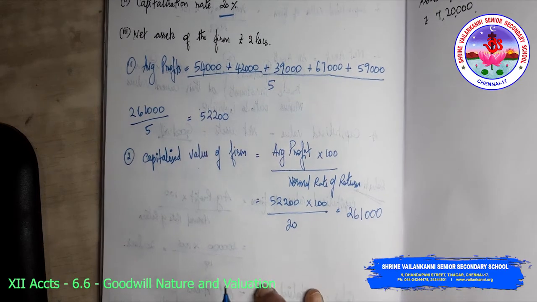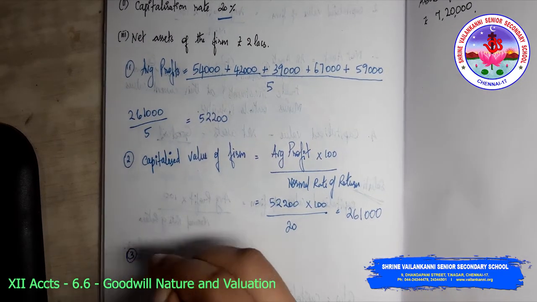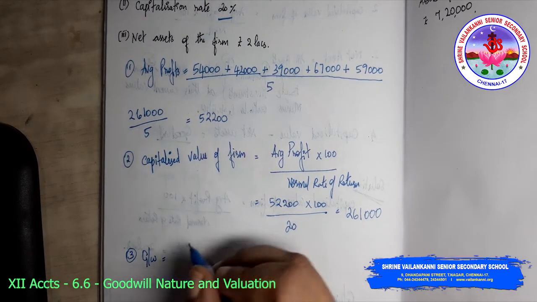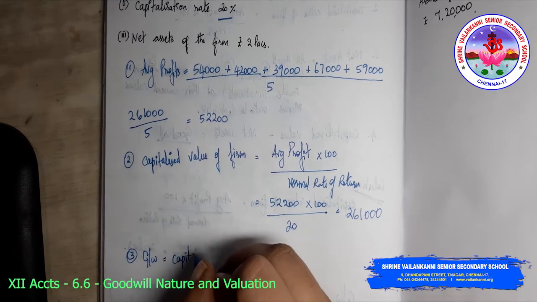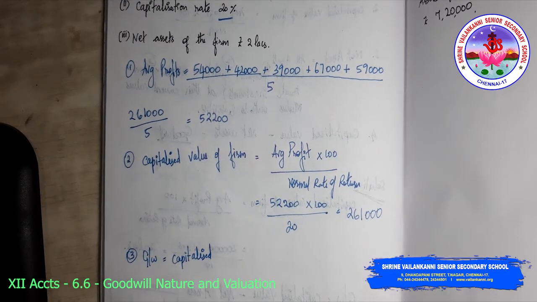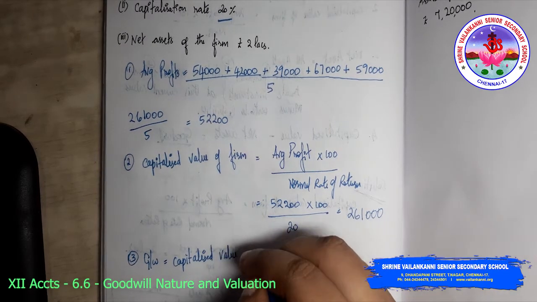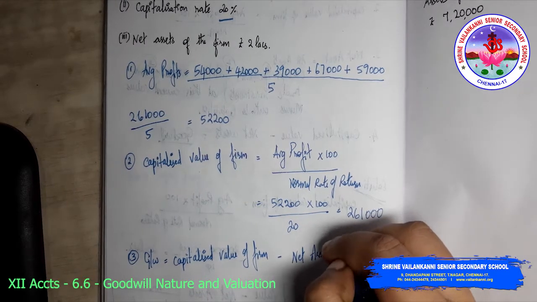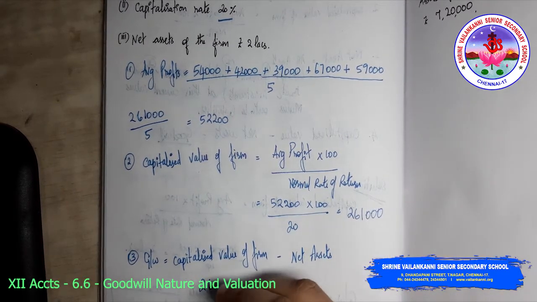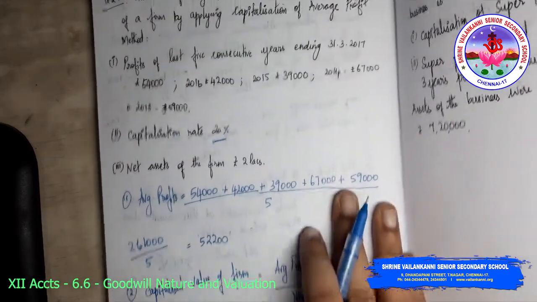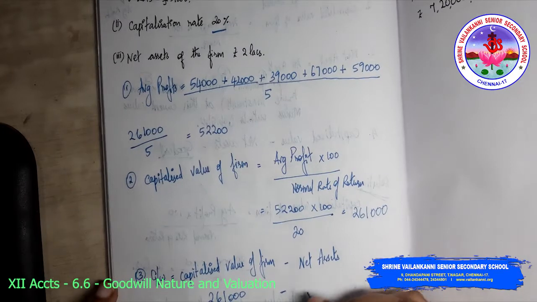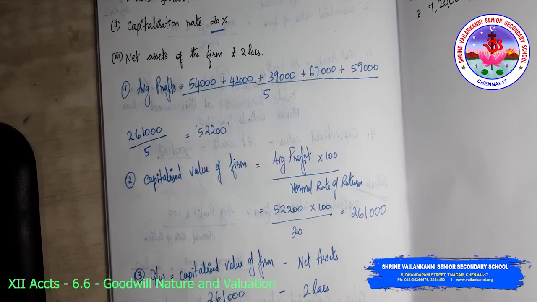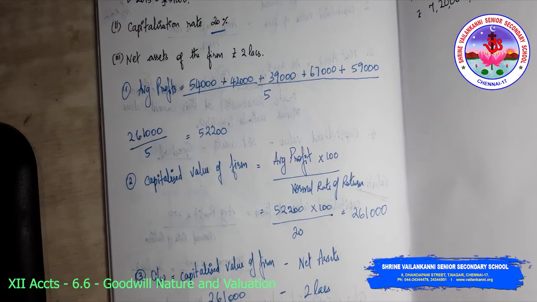2,61,000 I got. Now next step is goodwill. Goodwill is equal to capitalized value of firm minus net assets. Now just now we have found what is the capitalized value, 2,61,000, and net assets are given directly in the question, 2 lakhs. So my goodwill is 61,000. This is my answer.